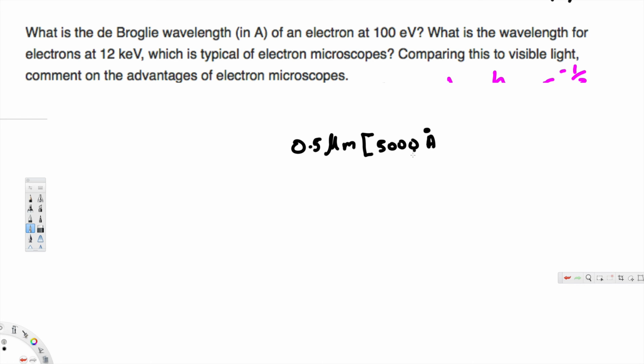But the resolution of the electron microscope is much better, right? Because it gives much better resolution. So that's the comparison, and that's all about it.